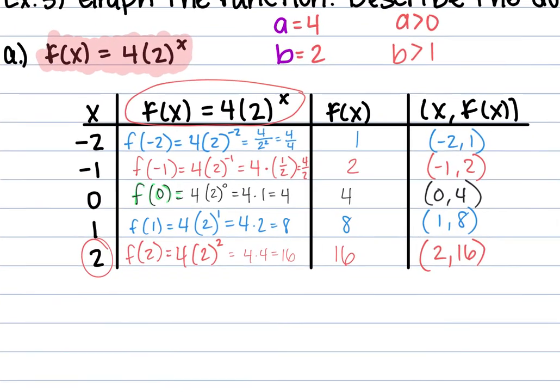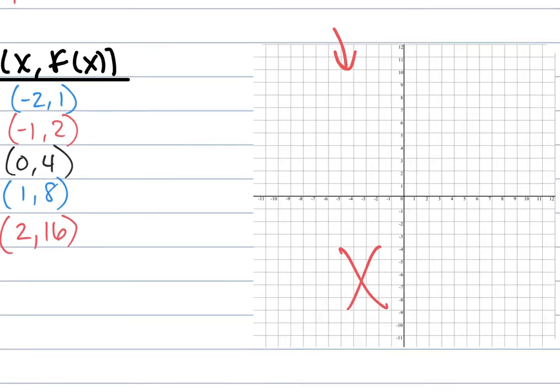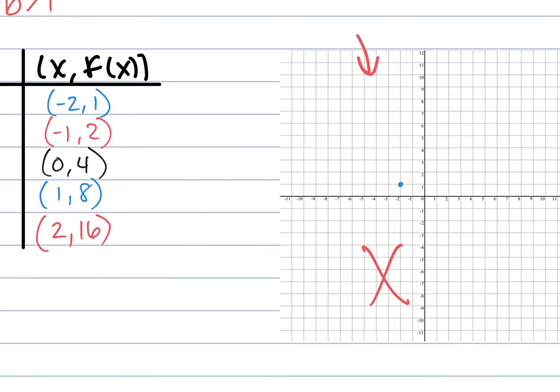All right, so we have all of our points, okay? Now, we are going to plot these, and we're going to see what it looks like, okay? So negative 2, comma 1, negative 1, comma 2, 0, comma 4, and 1, comma 8. Oh, 216, it won't fit, so I'm going to imagine that it's not there. Okay, and then we draw.